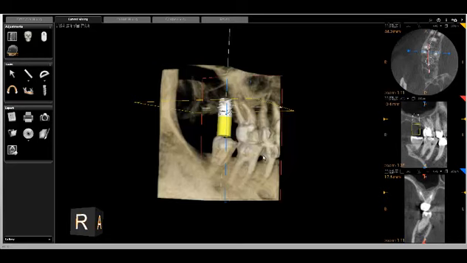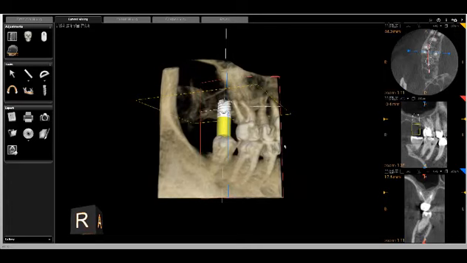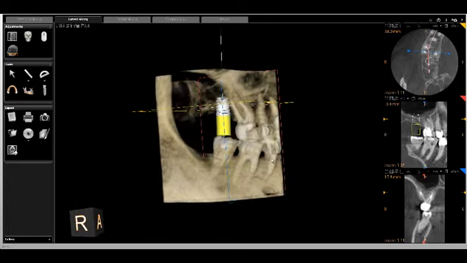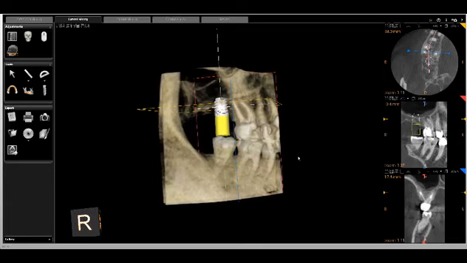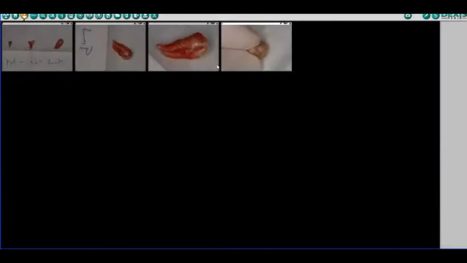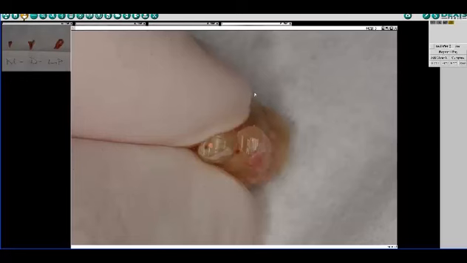I wanted to talk a minute or two about the utility of the limited field cone beam scan that was utilized for this particular patient. The patient had been referred for extraction and implant of tooth number 2 due to failed endodontic treatment. The failure of the endodontic treatment was due to a missed canal.